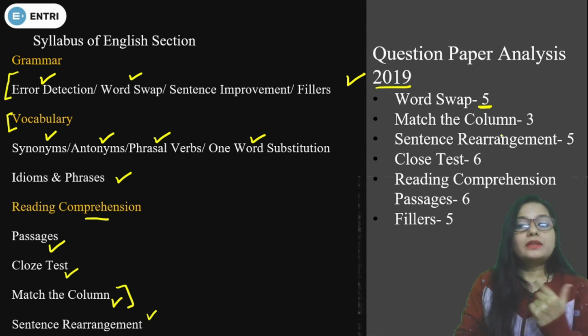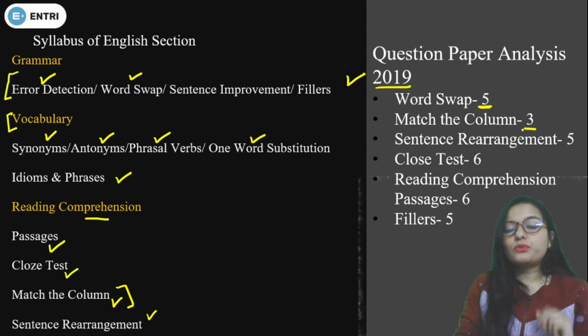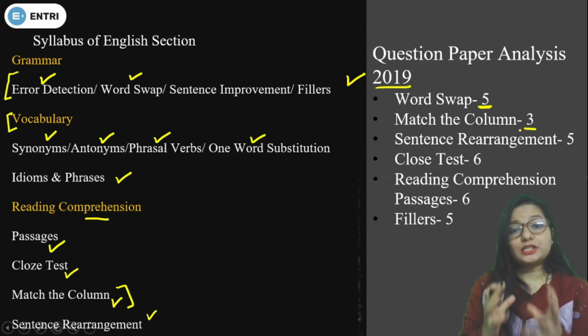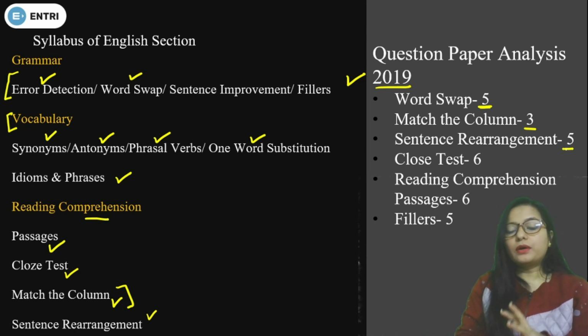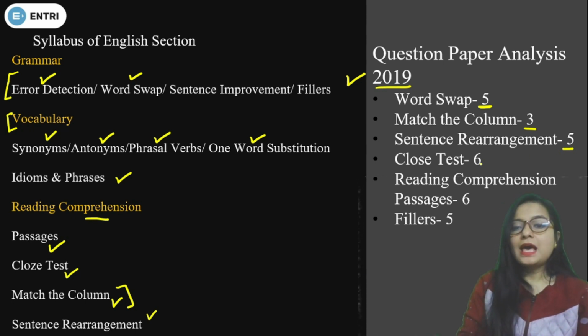The next thing was match the column. 3 questions were there from this part, and 5 questions were there from the topic sentence rearrangement, or jumbled sentences, parajumbled sentences.